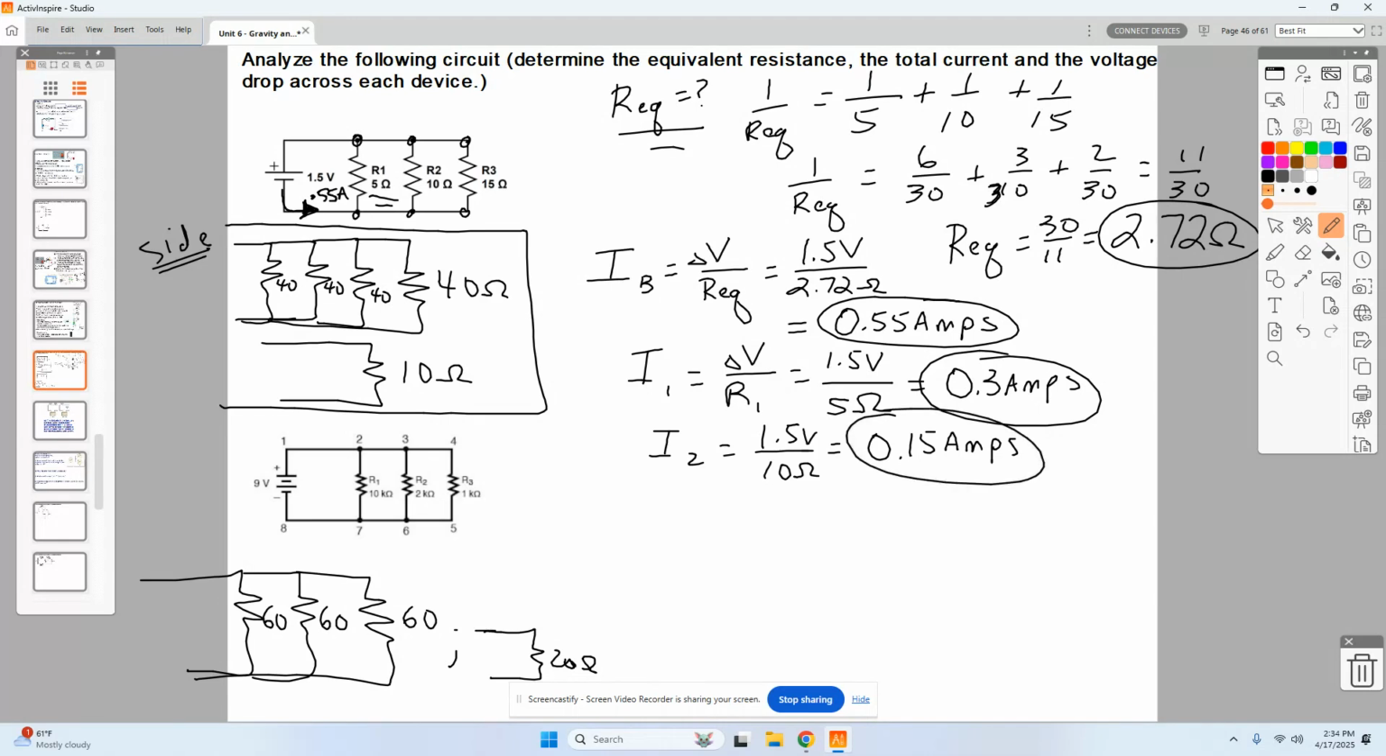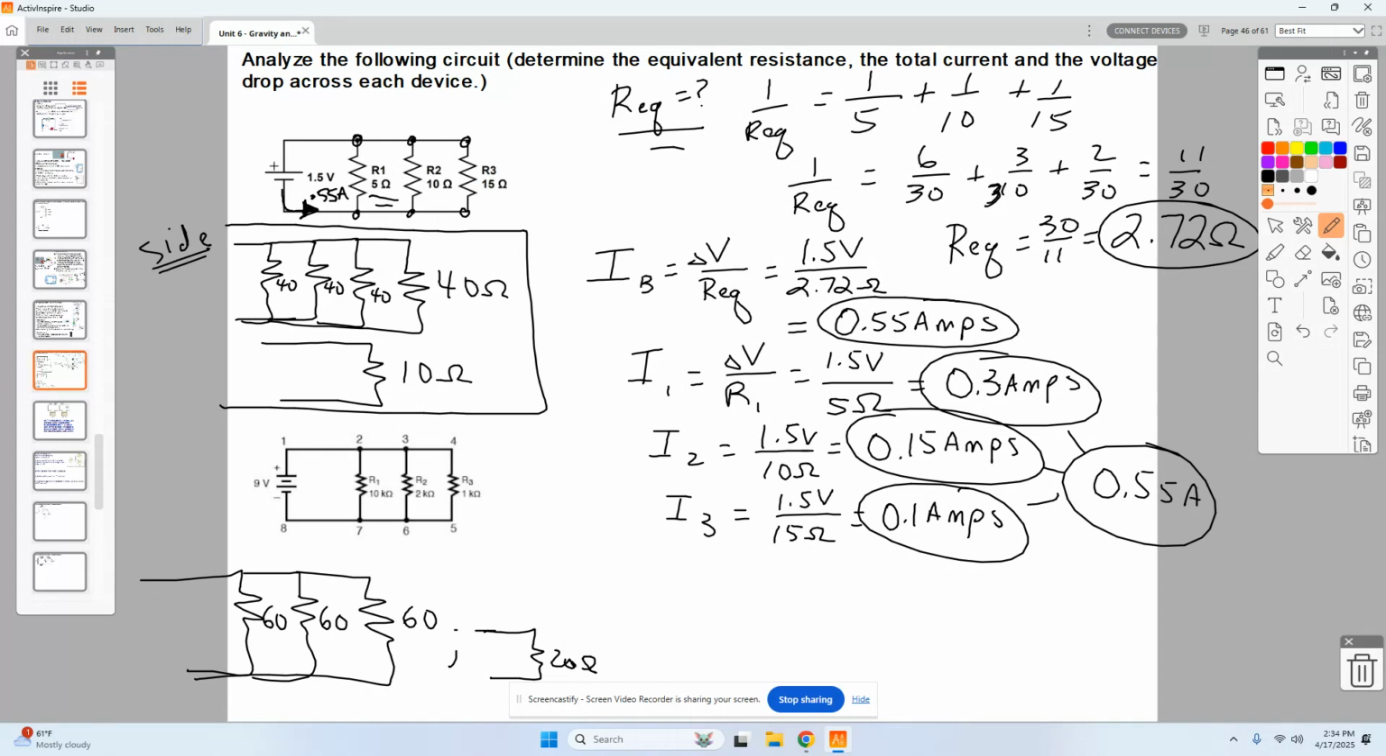And for I3, the current flowing through that one should be 1/3 as great as that, because I'm dividing by 3 times that resistance: 0.1 amperes. And when I add them together, sure enough, all of these add to 0.55, which is what I'm expecting. Okay? So I can get the current flowing through each one of those devices. I apologize, I could probably make these a little bit bigger, but that's how you go through and solve that.